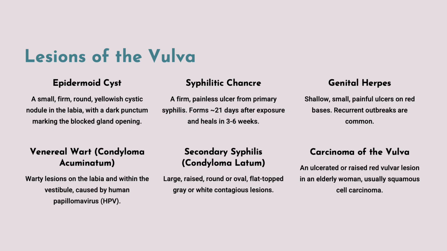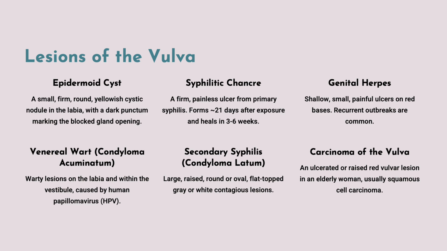What are some of the lesions of the external genital tract you're going to encounter? It's a small, firm, round yellowish cystic nodule located in the labia with a dark punctum marking the blocked gland opening. It could be an epidermoid cyst. If it's a firm, painless ulcer from primary syphilis, it is called a chancre. So it forms 21 days after exposure and it heals in around 3 to 6 weeks.